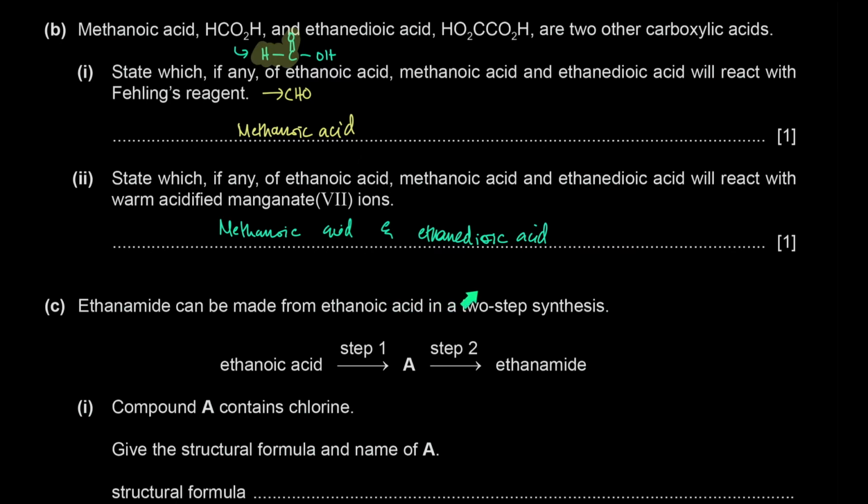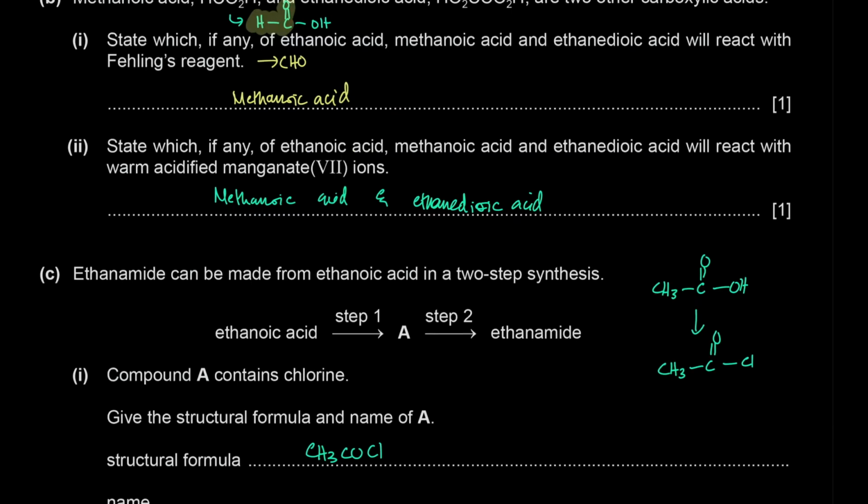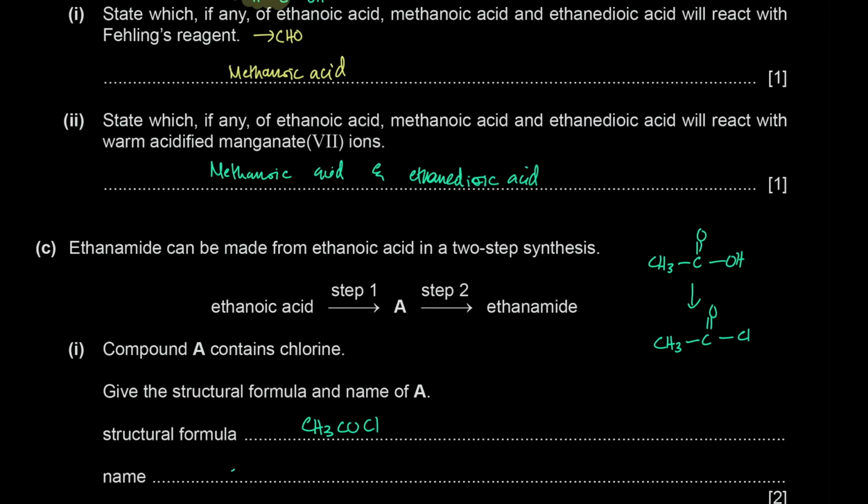Ethanamide can be made from ethanoic acid in a two-step synthesis. Compound A contains chlorine. Give the structural formula and name of A. So, what are we converting the acid into? We have CH3, C double bond O, OH. We are converting this into some chlorine compound. We're converting it into an acyl chloride. The structural formula for this would be CH3COCl, and the name for this compound is ethanoyl chloride.